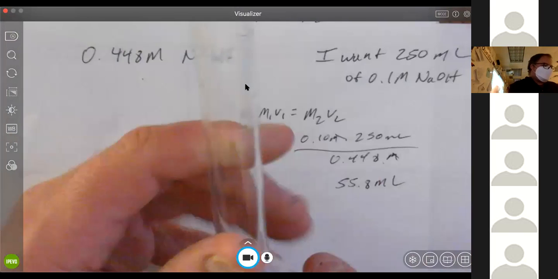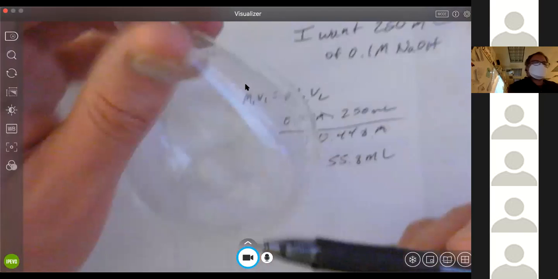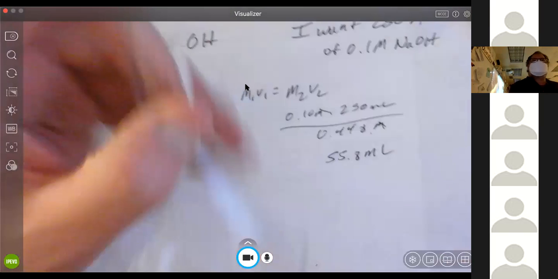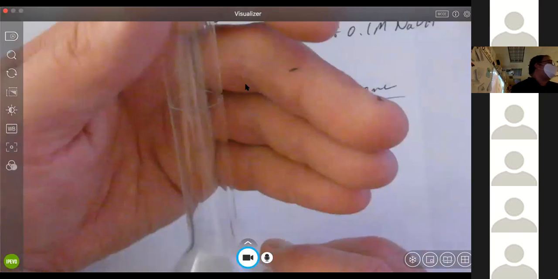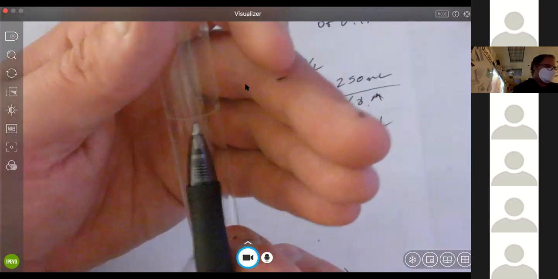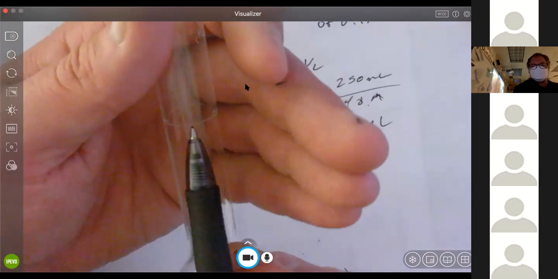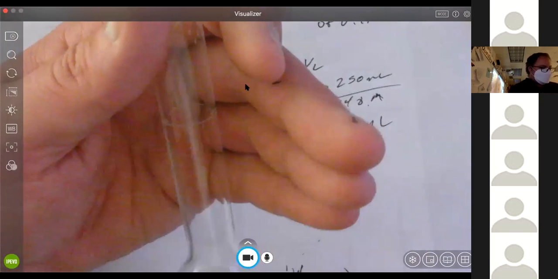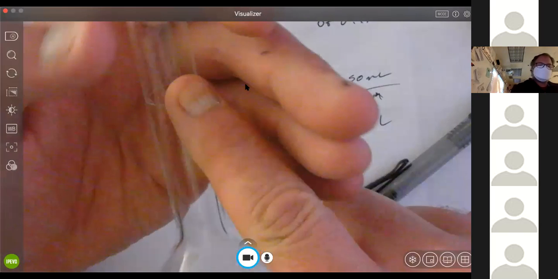We're going to add that to here. And this is what's called a 250 milliliter volumetric flask. I don't know if you can see this line right here, but there's one line on this flask. That line is 250 milliliters. So that's where it is 250 milliliters full. Let's take a look here. Somebody remember that 55.8 milliliters for me?